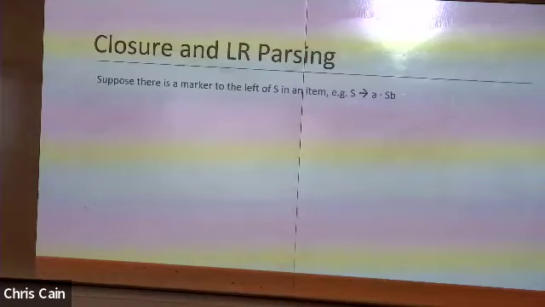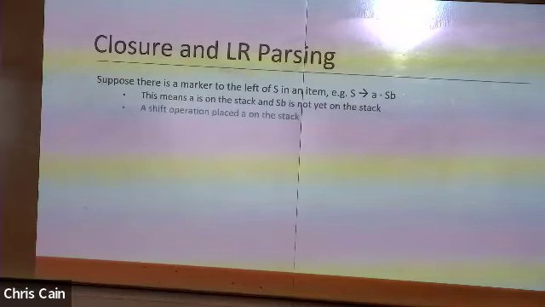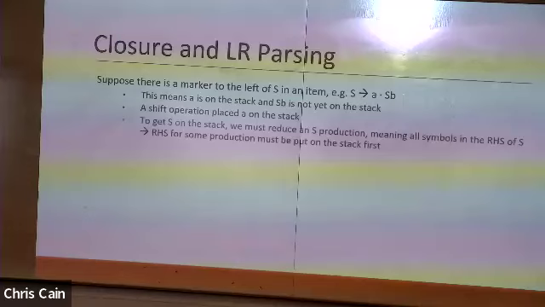This will go explain that idea in a little bit more detail. So there's a marker to the left of capital S in an item. To break this down into what it means intuitively, there's an A on the stack, and capital SB is not yet on the stack. We also know that a shift operation placed the A on the stack. To get the capital S on the stack, we have to reduce an S production, saying that we take a right-hand side where the left-hand side is capital S.